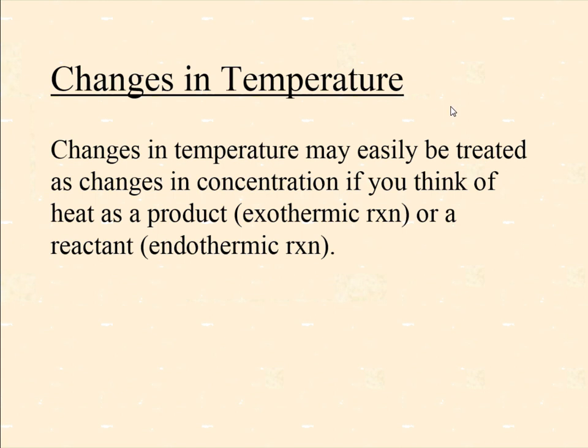Manipulating temperature. Changes in temperature may easily be treated as changes in concentration if you think of heat as a product in an exothermic process or a reactant in an endothermic process. Okay, so let me write that up here just to be clear about what I mean. If we have A plus B makes C, and we know it's an exothermic process, let's go ahead and give it arrows. If it's an exothermic process, heat must be released, right?